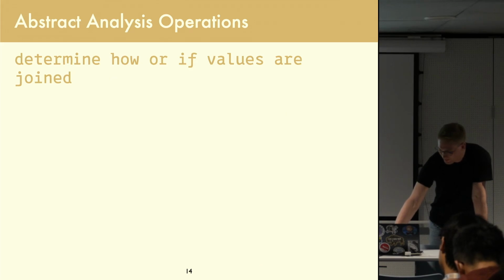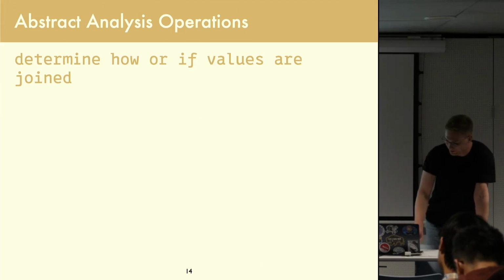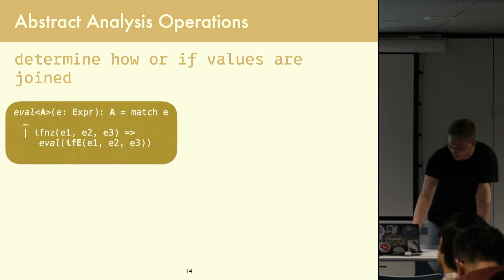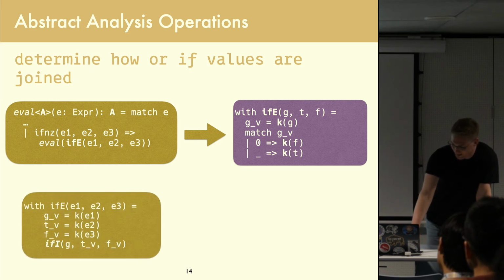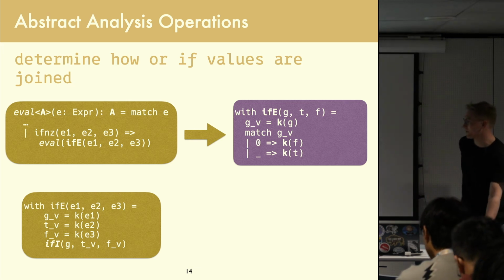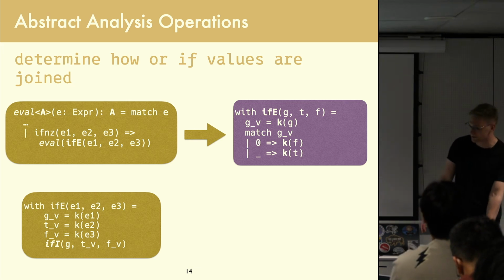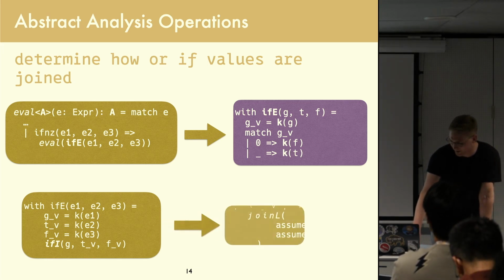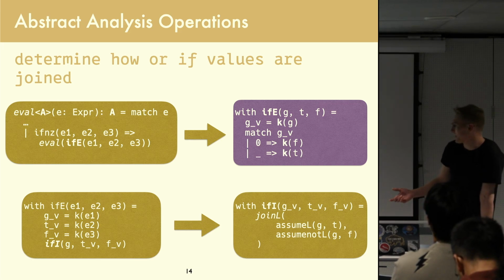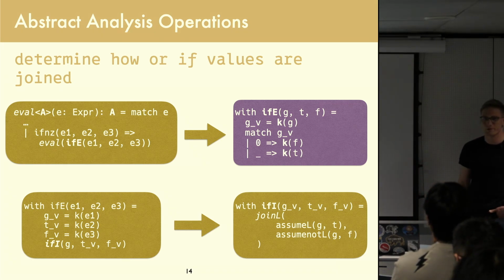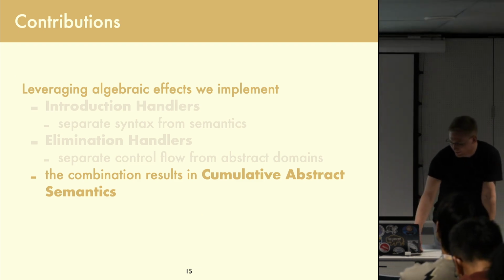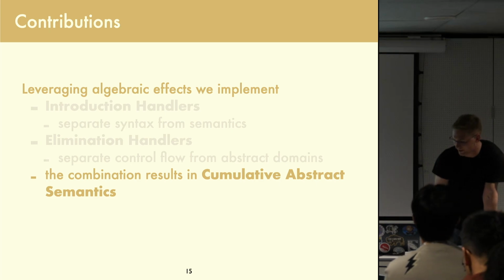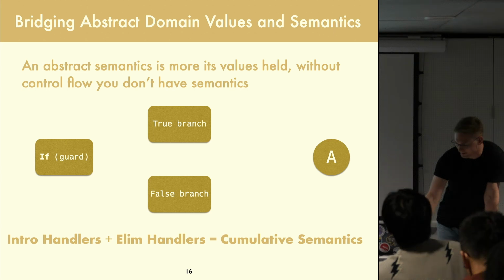So one thing that we have to note is values are sometimes joined inside an analysis. So if we have a simple branching control flow, we know there's no joining. We take either the true value or the false value. However, if we want non-branching, we evaluate all branches and then pass it to our introduction handler. And here we can have special operations like join. So for the interval domain, we need to join the result of going through true and false instead of throwing one away. And by doing this, we create these little components that we can accumulate, hence the name cumulative abstract semantics.